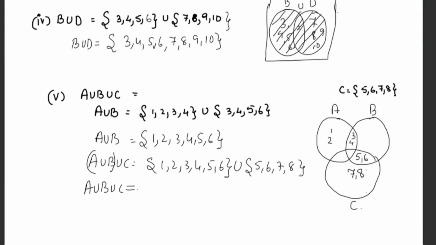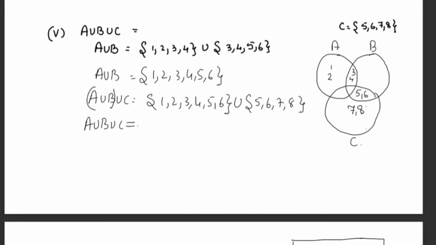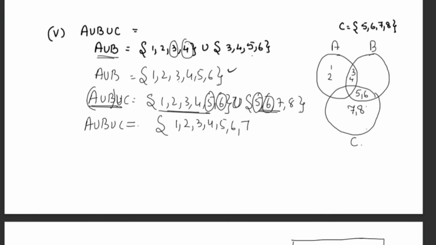Then next one, fifth one, A union B. So first we have already done A union B will be common thing 3 4 and 5 6. This part we did. Next second part will be A union B, this one, union of C. So what is common here? 5 6. 1 2 3 4 5 6 7 8. Now this is your answer.